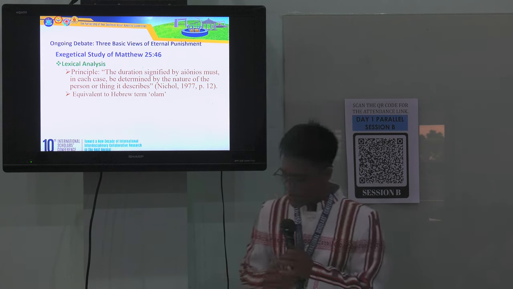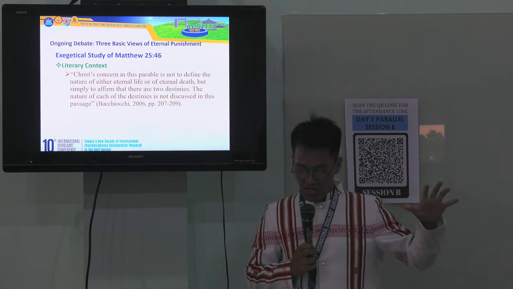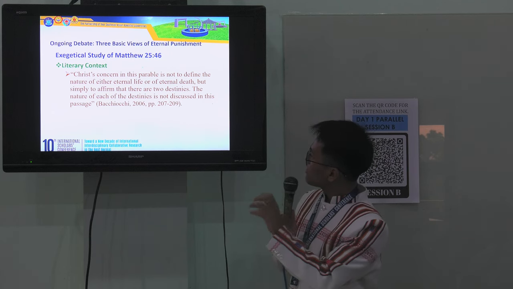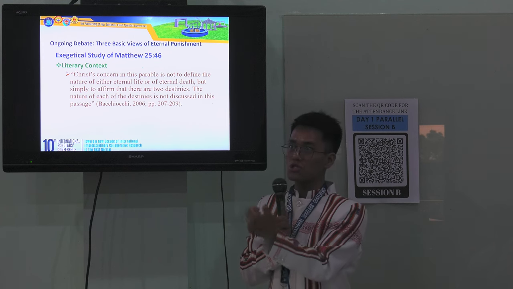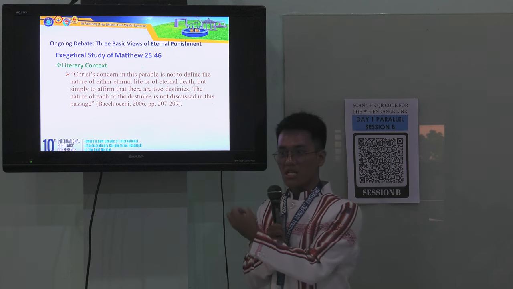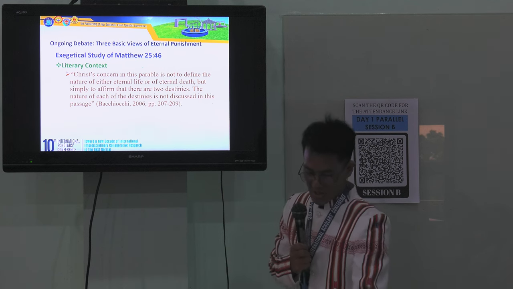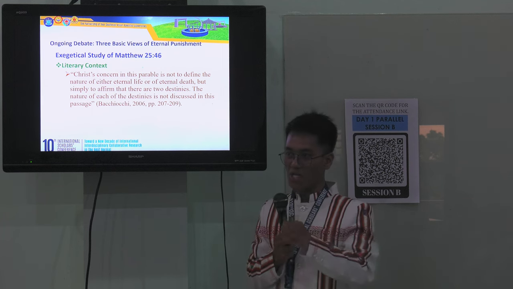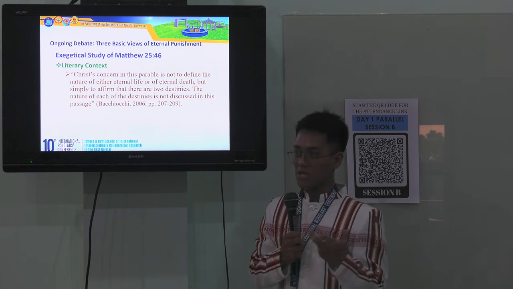Why? Because in this passage, Jesus is contrasting two destinies. If the terms punishment and life in this verse represent two contrasting destinies, the punishment must be the opposite of life, right? The opposite of life is a state of separation from life itself. In other words, the punishment here is the punishment of death that has an end, or eternal death, if you will.